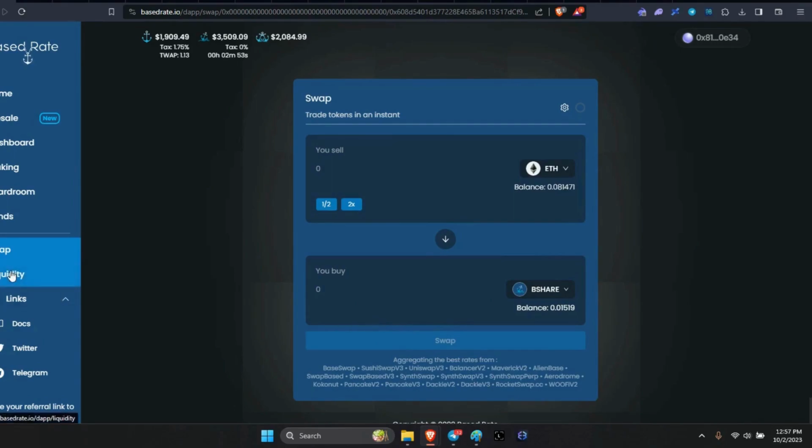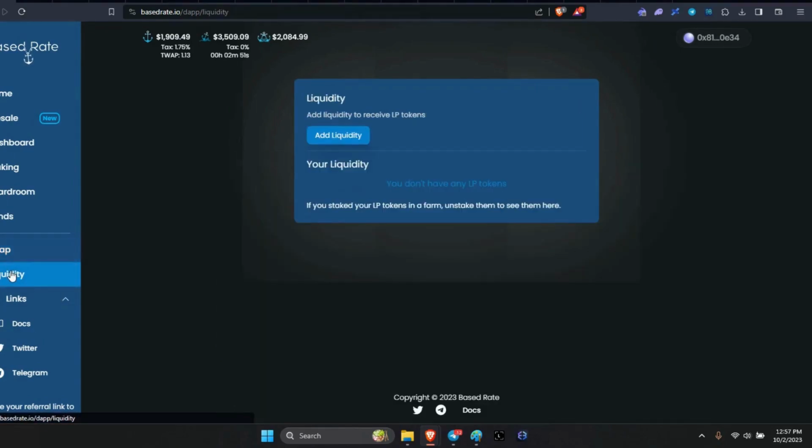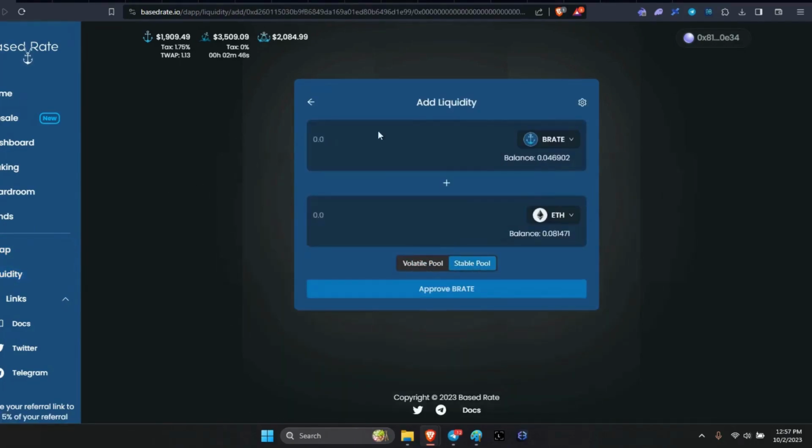Or you say, okay, well, L7, I need to make the LP tokens, liquidity pool tokens, and you can do the same thing right here. Just click add liquidity. So you want to do B rate and ETH. Then I can say I want to do 0.01. It'll tell me how much I need in ETH. They tell you the volatile pool or the stable pool, and then approve the B rate, approve the ETH, and then supply, and then you have it and you're all set.